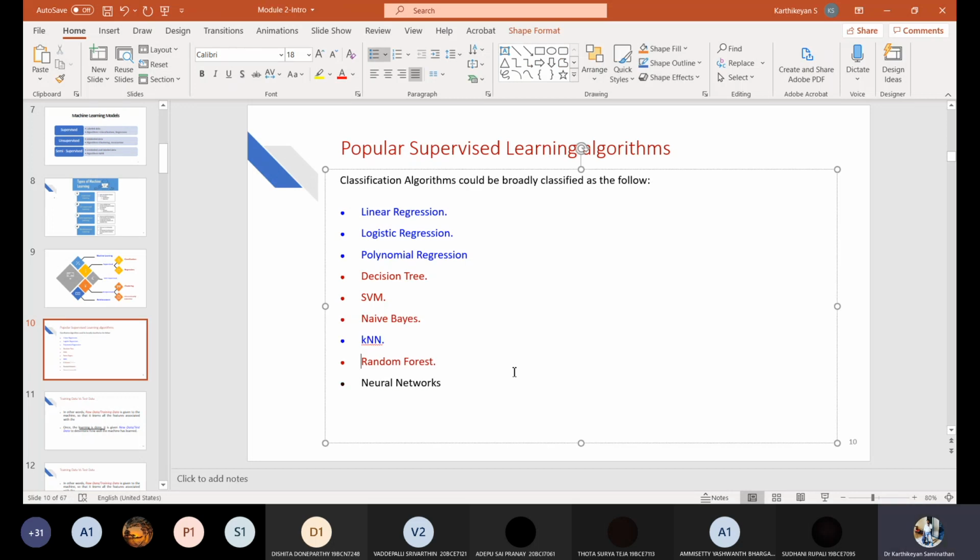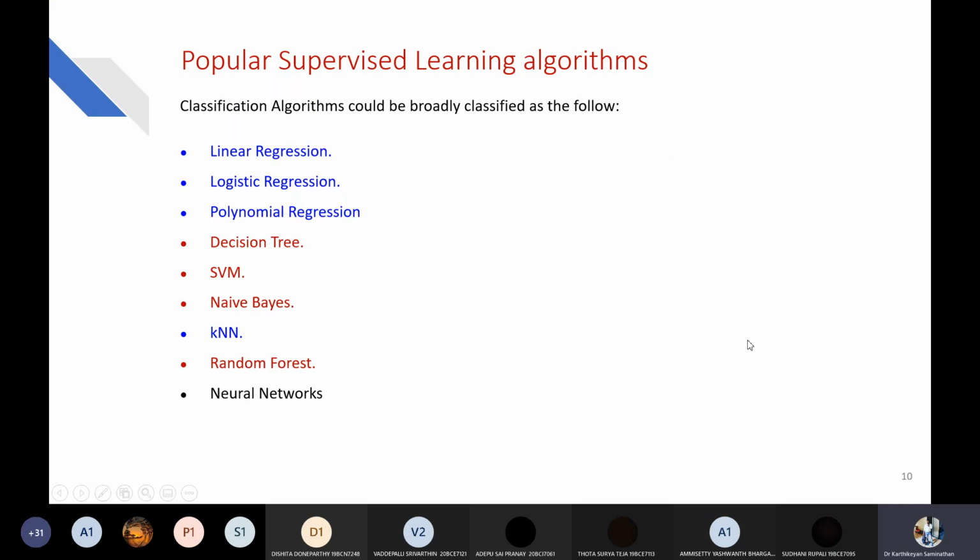K-means is a clustering algorithm, so it won't come here. So KNN, random forest, neural network, these all come under your supervised learning techniques. Okay.